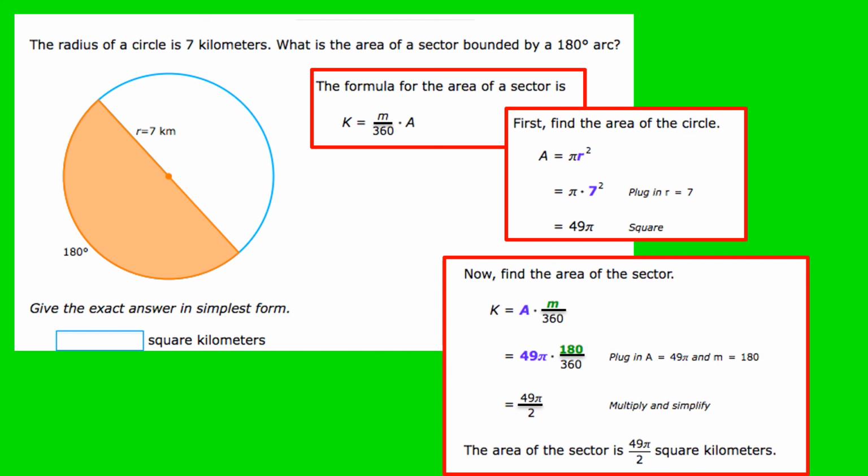Now that we know the measure of the arc, 180 degrees, and the area of the circle, 49 pi, we can substitute them in to the formula for the area of a sector. 49 pi times 180 over 360 gives us 49 halves pi by either multiplying 49 over 1 times 180 over 360 or by reducing. The area of the sector is 49 halves pi square kilometers.